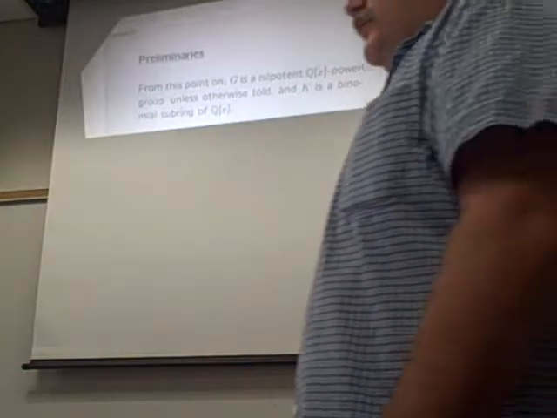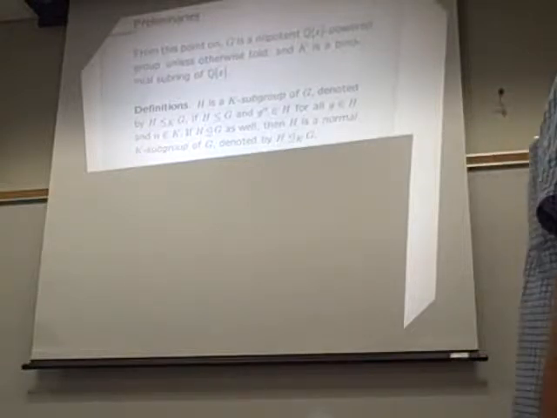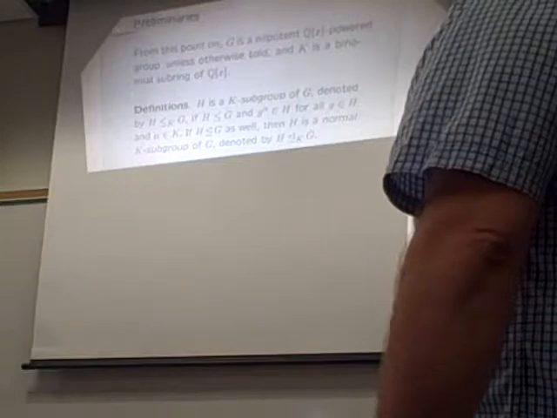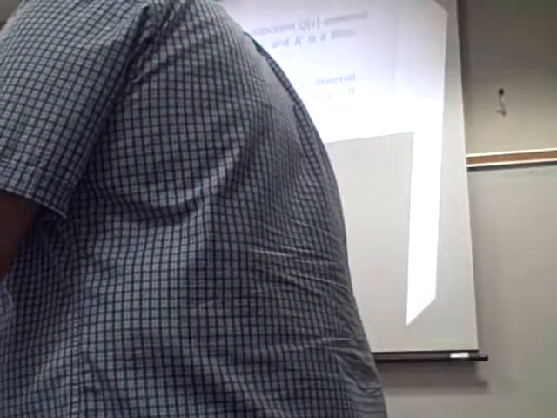group, and K will be a binomial subring of QX. All right, so by definition, you have the notion of a K subgroup and a K normal subgroup in the obvious way. Namely, if you take a subgroup of G and it respects the exponentiation, then it's a K subgroup. Meaning that if g is in H, then g to the alpha, you want it to be in H as well. And of course, if H is normal, then you call it a normal K subgroup. So these are standard things.